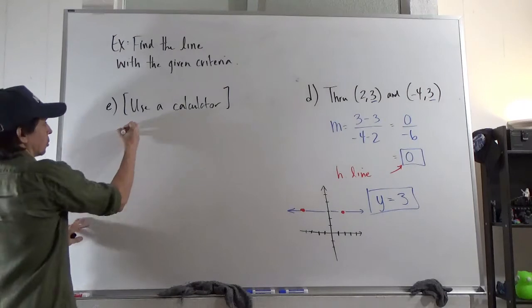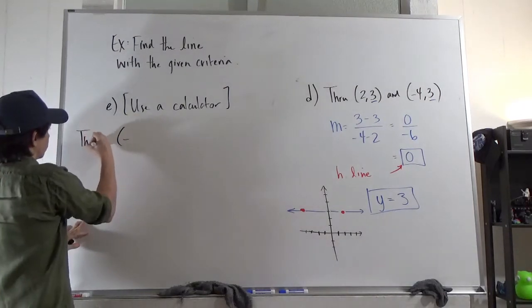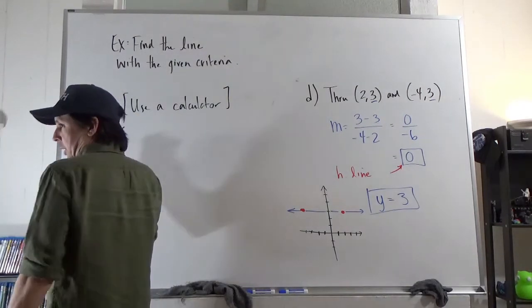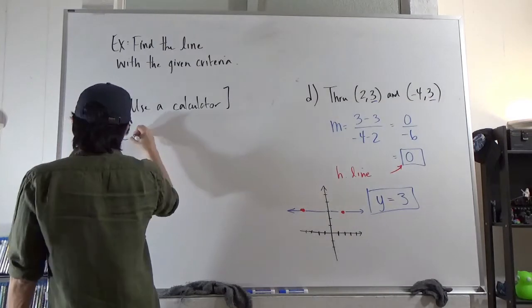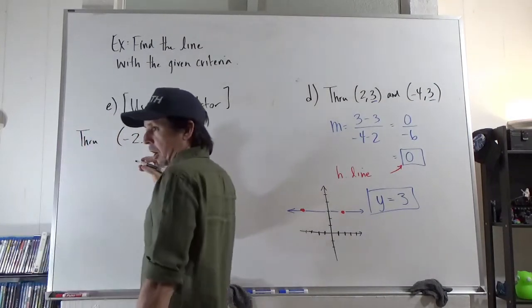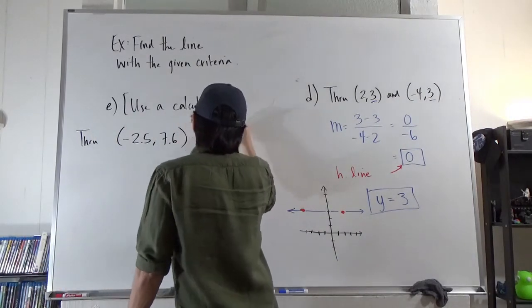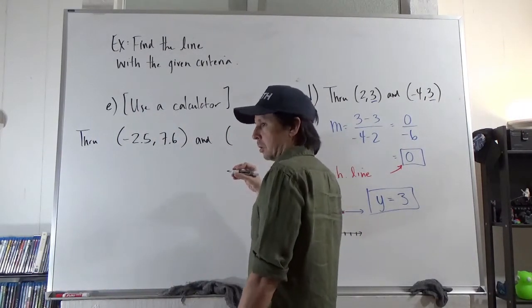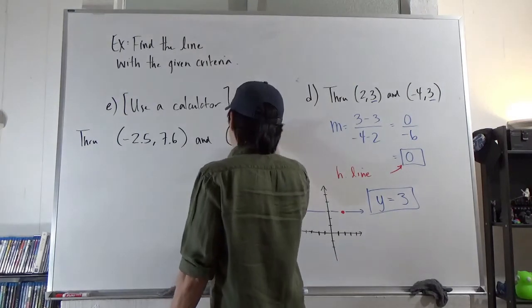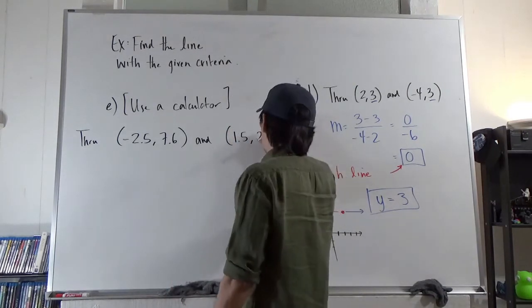Okay, so this one's going to pass through the points negative 2.5, comma 7.6, and 1.5, comma 2.8.